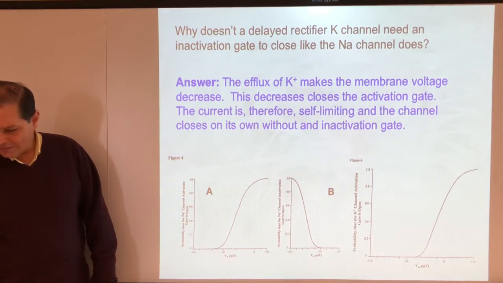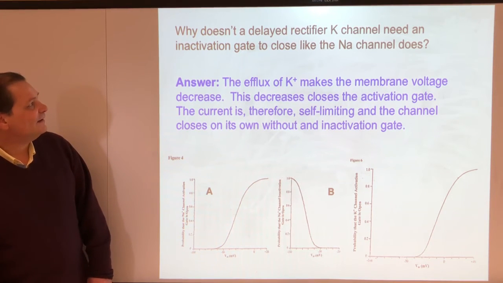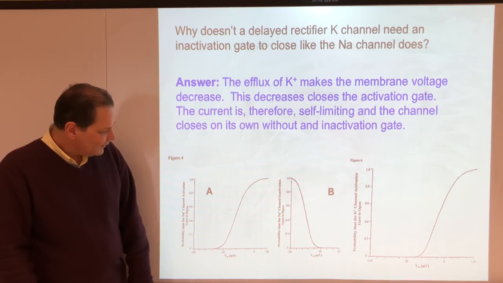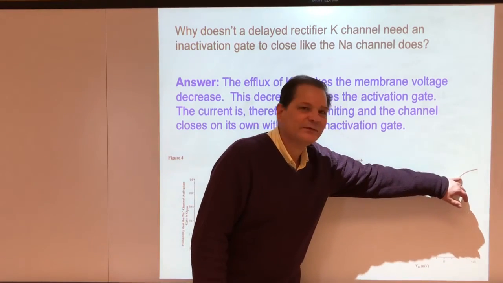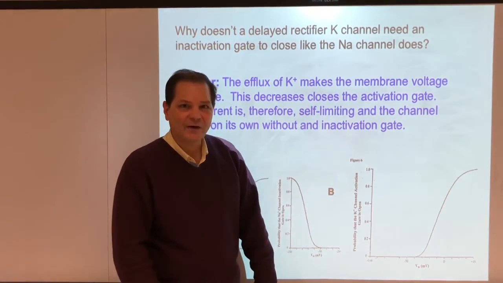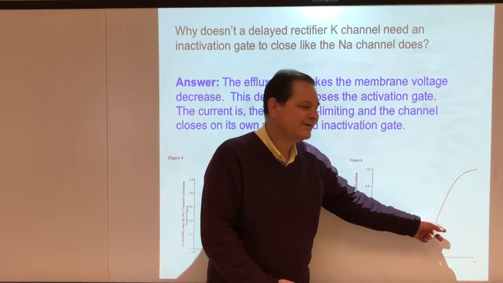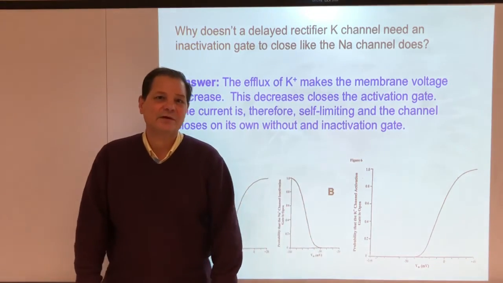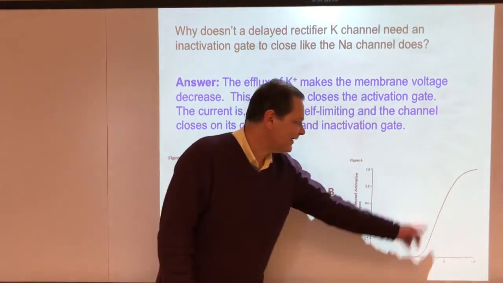Okay? Why does the delayed rectifier potassium channel not need an inactivation gate to close like the sodium channel does? The reason is that in the case of potassium channels, the more potassium channels you open, the more you drag the voltage back down. So in a way, the potassium channel closes itself. The more I open, the more potassium flows out of the cell, the more the membrane voltage drops. And so eventually the membrane voltage drops such that the potassium channel closes on its own. You don't need an inactivation gate to close it, because as the voltage goes down, it'll close just due to the fact that the activation gate closes.